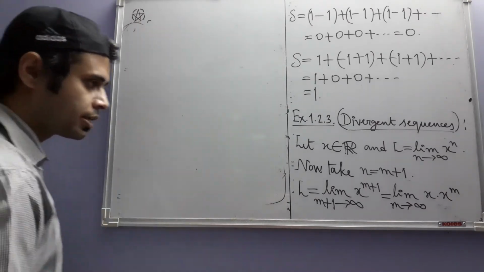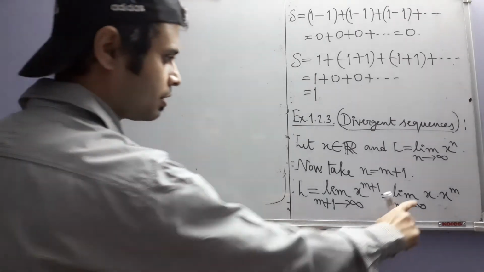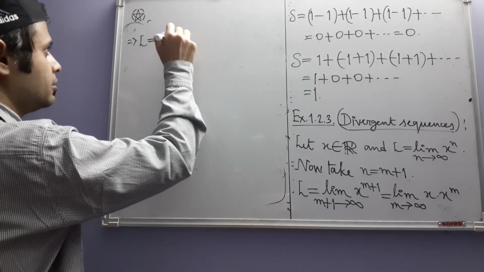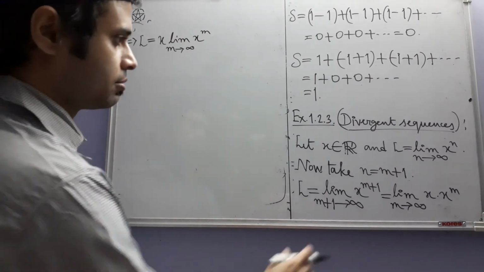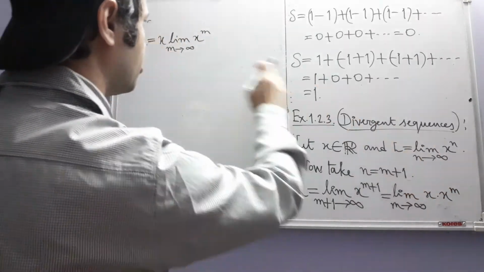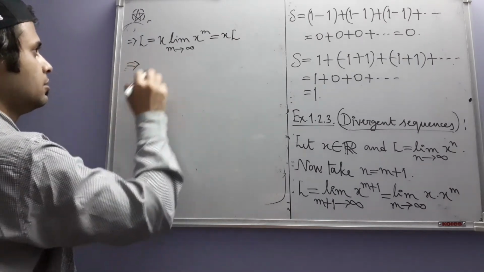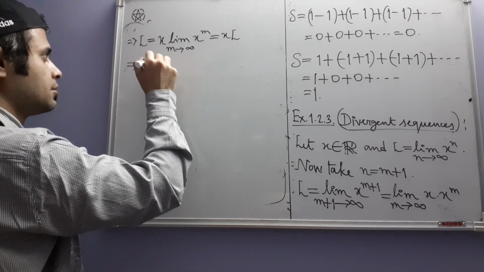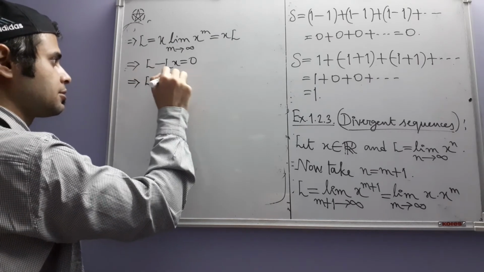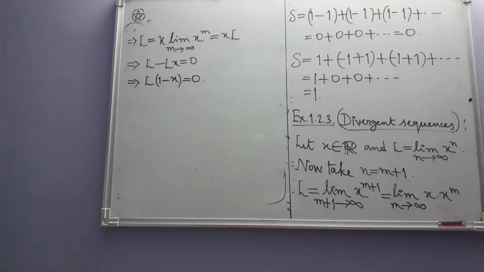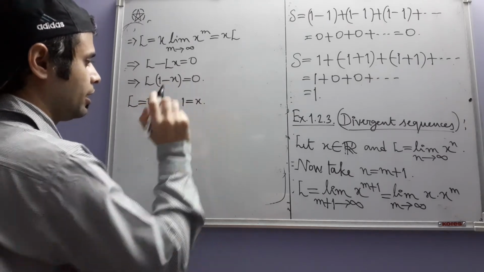So continuing this godforsaken calculation, I get L is equal to, I can take x outside and write limit m tends to infinity x to the power m. Now this limit, whether I write the variable as n or m, it does not matter. The value matters. So this again is L. So we now have L times, or L minus Lx is equal to 0. L times 1 minus x is equal to 0. So this tells me that either L is equal to 0 or 1 is equal to x.